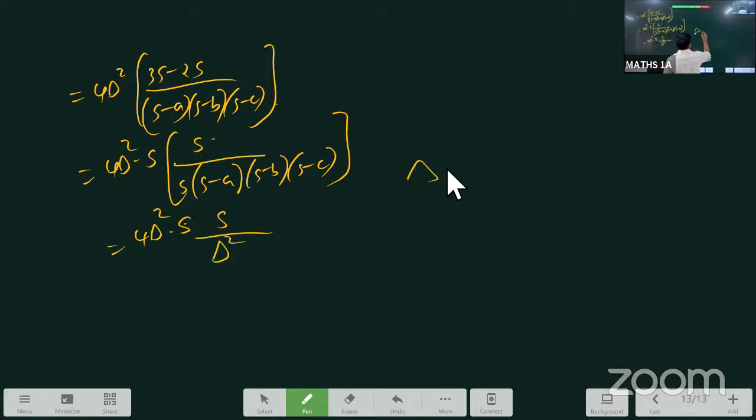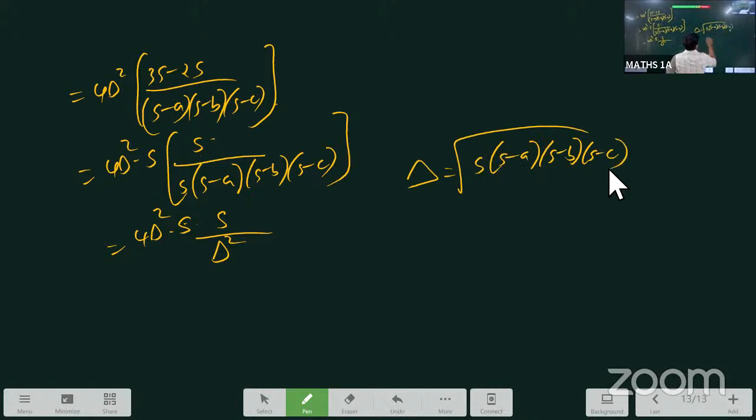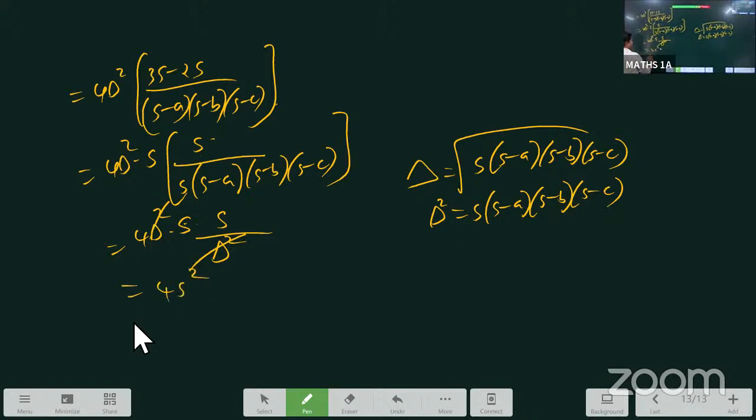What is actually delta formula? Under root of S into S minus A, S minus B, S minus C. Then delta square is S into S minus A, S minus B, S minus C. Is it clear? One delta square gets cancelled. 4S square, that is nothing but 2S whole square. But what is 2S? 2S is nothing but A plus B plus C, whole square. Is it clear? So these are very important questions.